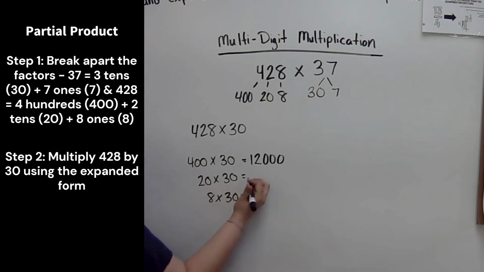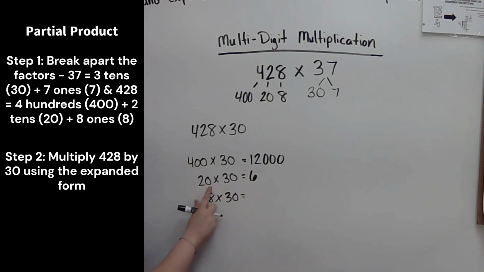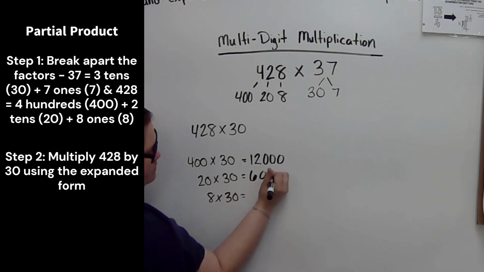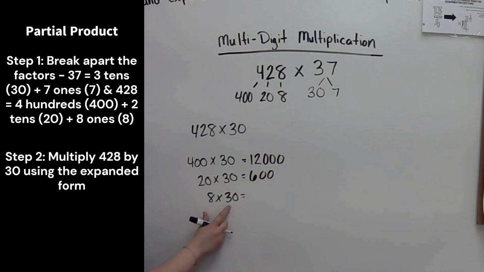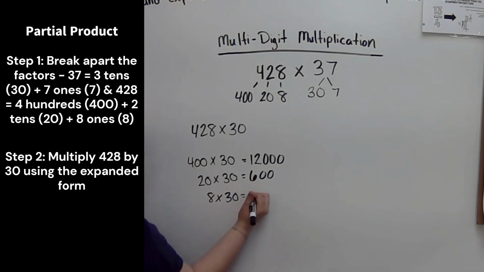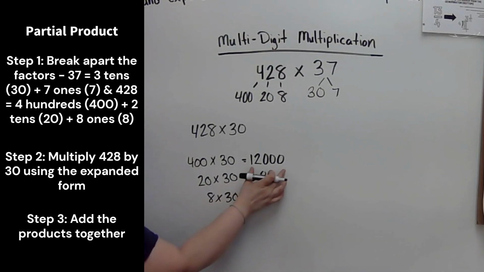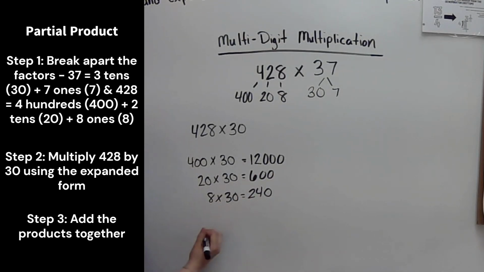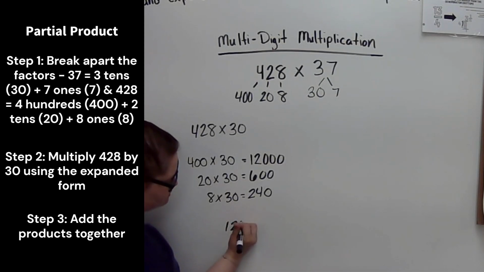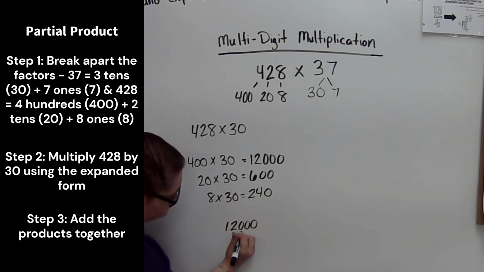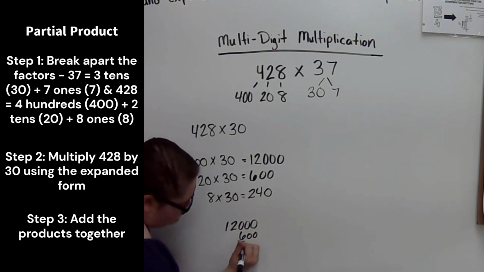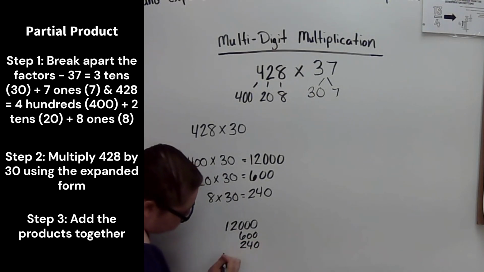2 times 3 and add my zeros. 1, 2. And 8 times 30, I'm going to do 8 times 3. Add my 0. Now I'm going to take each of my answers and I'm going to add them together, making sure I line them up so they are in their place values.